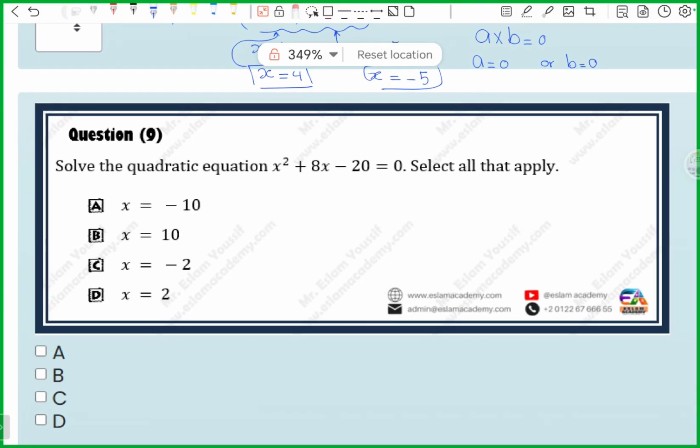This one is solving. Solving you can solve by any way. You can solve by factoring, or solve by mode 5-3. What is the answer that you get? In solve, you didn't change anything. Keep the same sign. What is the answer that you find? Is it 2 and negative? Yeah, 2 and negative 10. A and D.